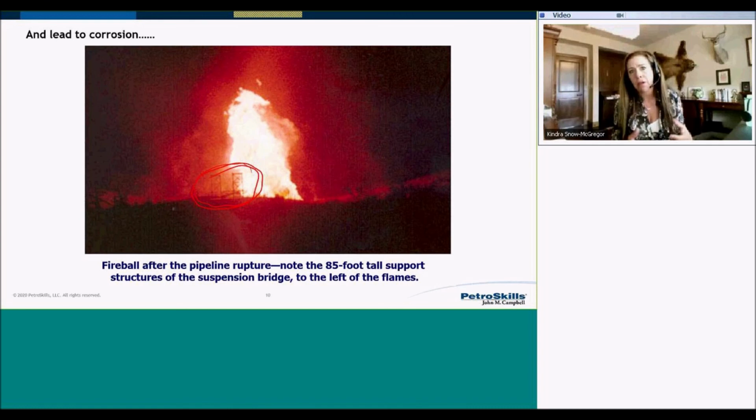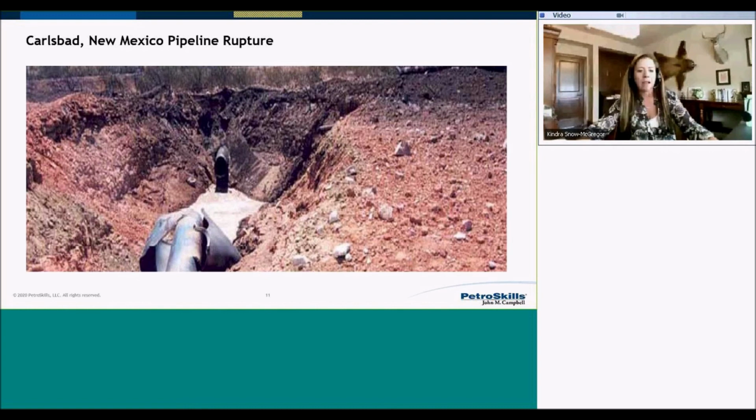that, on some time-like schedule, you'll be able to run a pig through that line to ensure that you're not building up liquids. So anyways, this incident happened in 2000, and unfortunately it was a campsite where 12 people were camping in the middle of the great outdoors, and it was their campsite that ignited the fire. And so you can see this is a picture of what that pipeline rupture looked like. So this was a significant failure, and essentially it was bottom line corrosion that failed the pipeline.